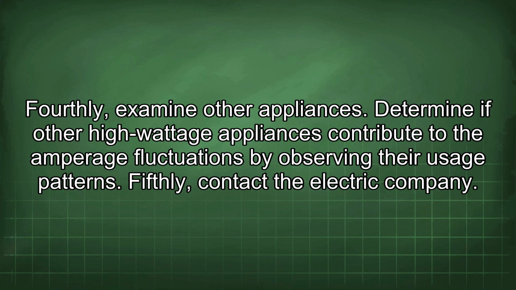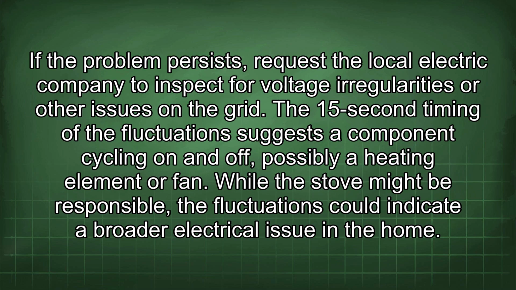Fourthly, examine other appliances. Determine if other high-wattage appliances contribute to the amperage fluctuations by observing their usage patterns. Fifthly, contact the electric company. If the problem persists, request the local electric company to inspect for voltage irregularities or other issues in the grid. The 15-second timing of the fluctuations suggests a component cycling on and off, possibly a heating element or fan.